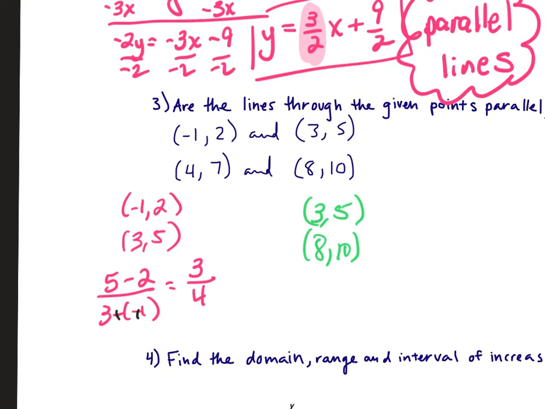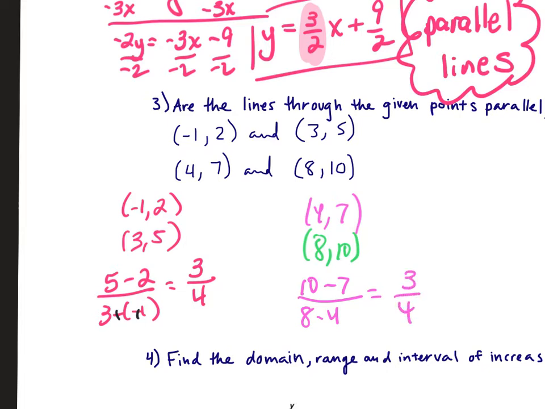But isn't it 8, 10, and 4, 7? Yes, see, that's why I write them on top of each other. Thank you. See how easy it is to make silly mistakes, guys. Okay, so it's 4, 7, and 8, 10, right? All right, so 10 minus 7, and then 8 minus 4. So I have 3 over 4.